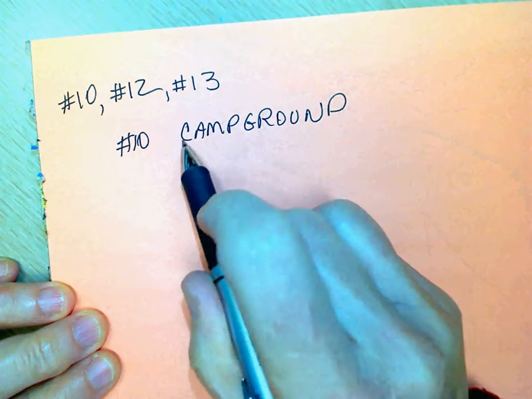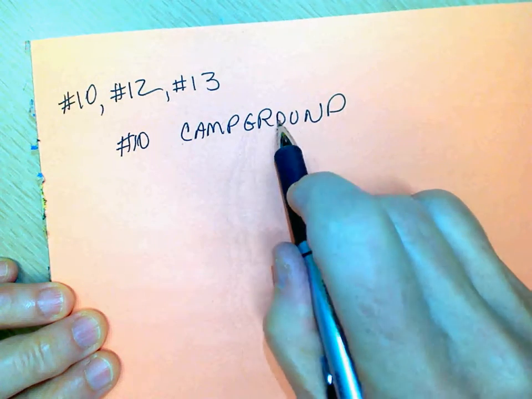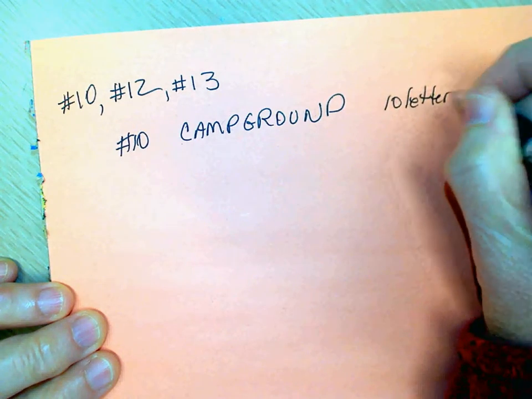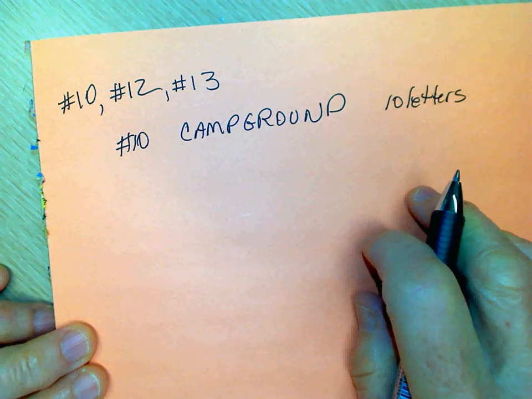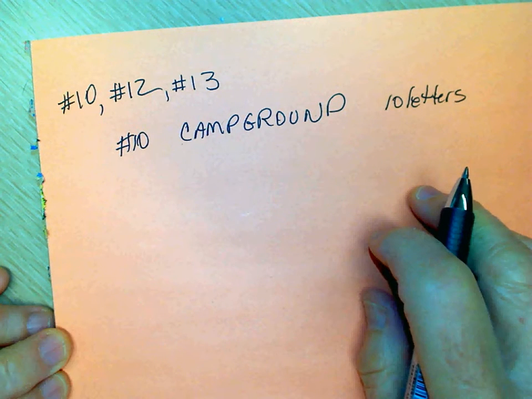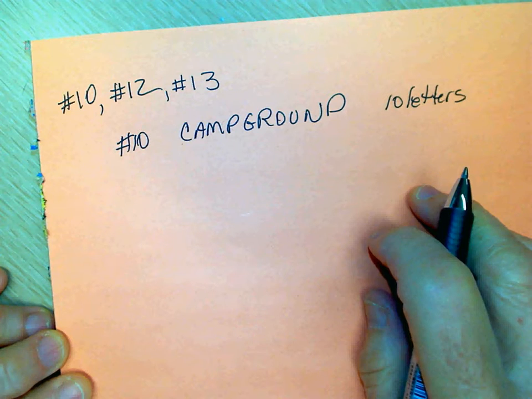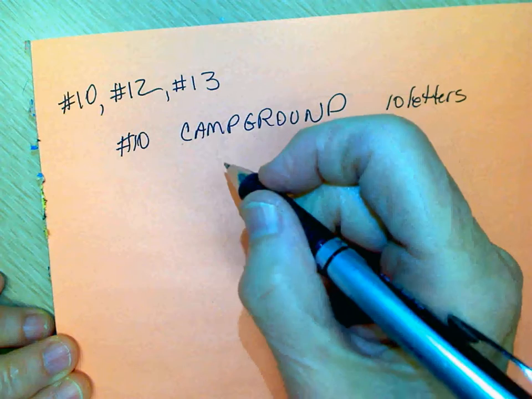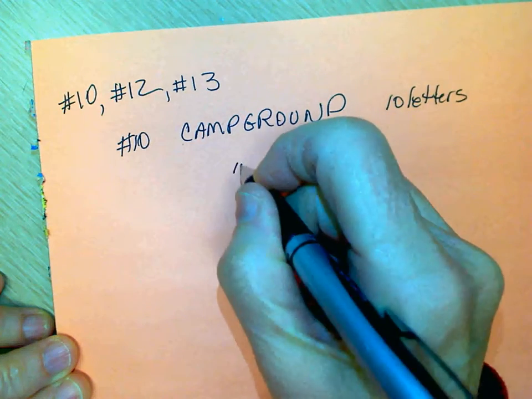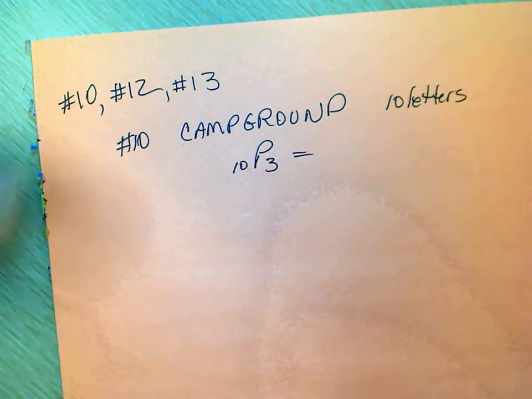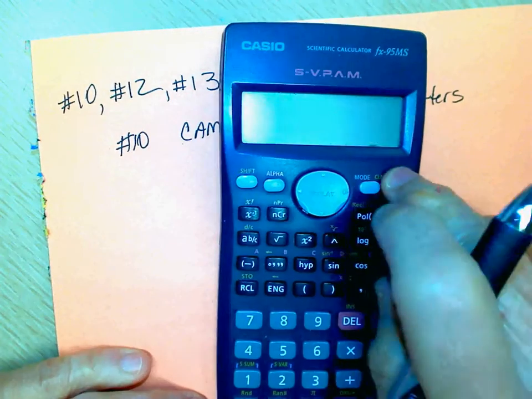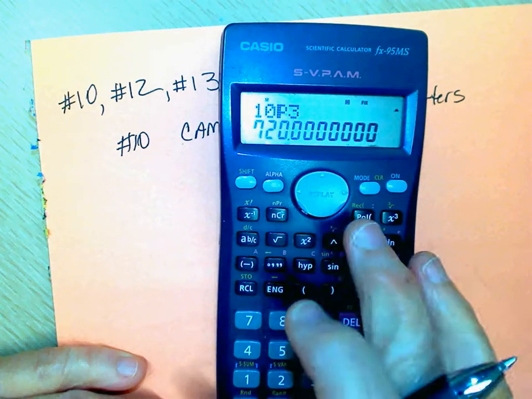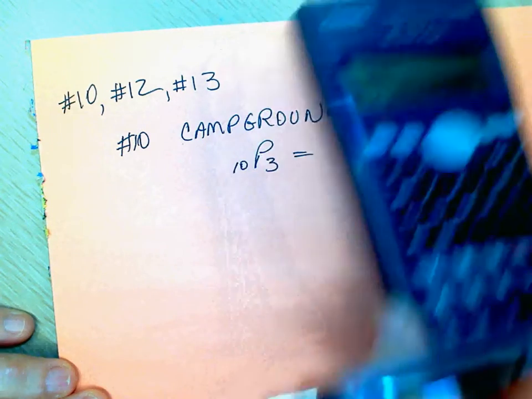We have 1, 2, 3, 4, 5, 6, 7, 8, 9, 10 letters to work with. Now, how many three-letter words can be made from the word campground? Any ideas how we might do that? 10P3. And if I were to plug that in my calculator, I would get 10 shift nPr 3, and I get 720. Good.